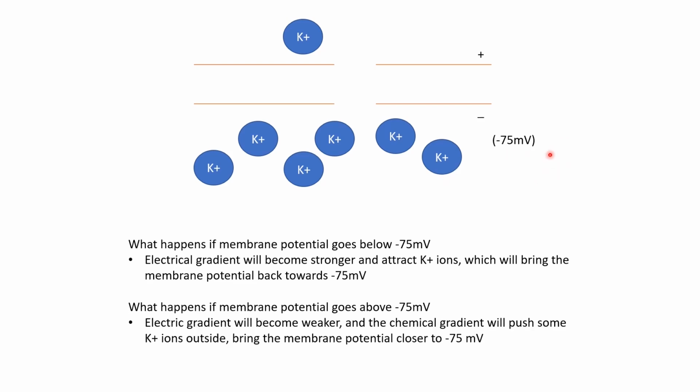So this is the value that the potassium ions try to achieve. If the membrane potential is above it or below it, in both cases the potassium ions move in such a way that the membrane potential can return to -75. So this equilibrium potential reflects the value of membrane potential which the ions try to achieve. And different ions will try to achieve different values of the equilibrium potential.